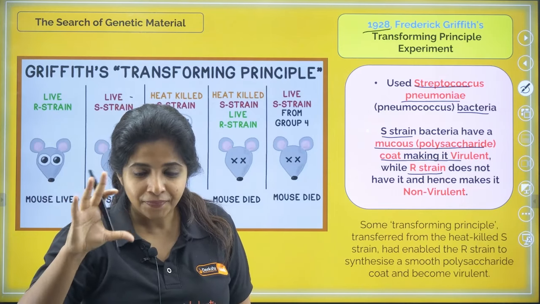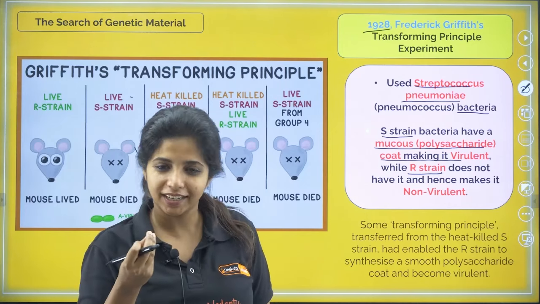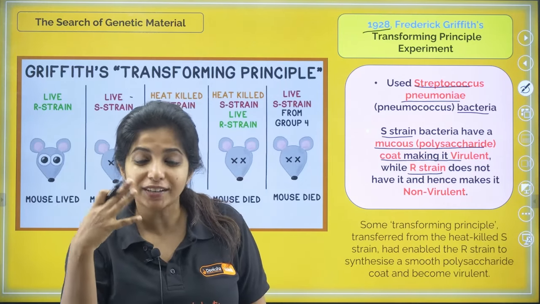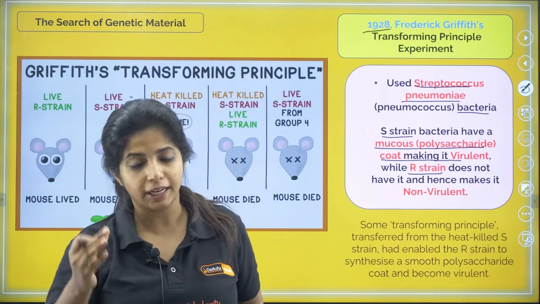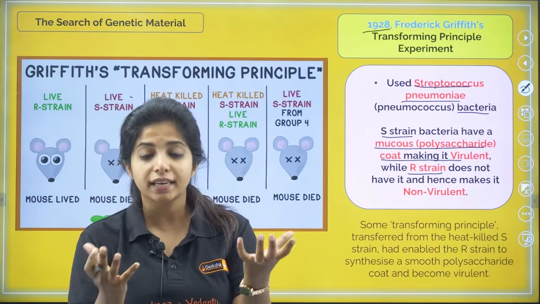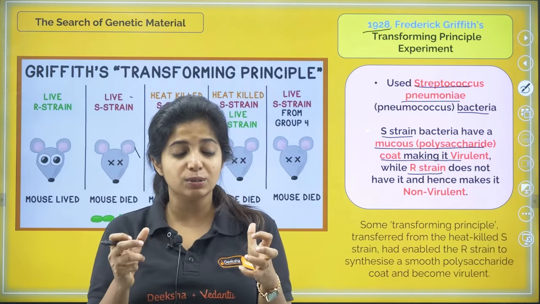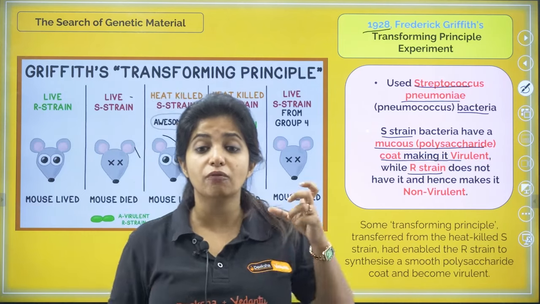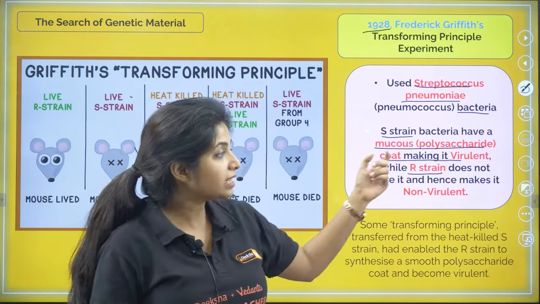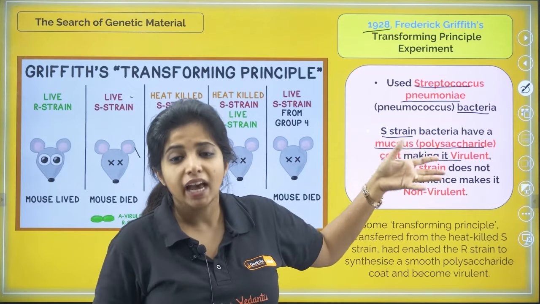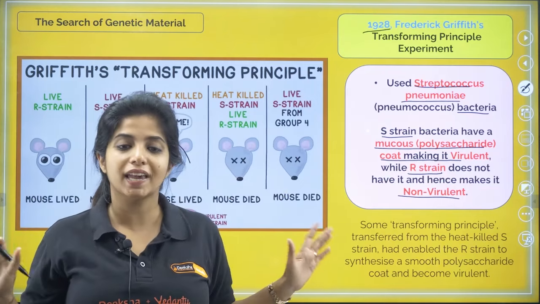So the smooth strain has a mucus coating which is made up of a carbohydrate, or a sugar, not tasty sugar as you feel. It's just carbohydrate. You also call this polysaccharide. But the problem with this coating is that it makes the strain virulent. Virulent means it is toxic. If at all some organism is affected with this strain, they will definitely die. It is virulent in nature. Whereas the R strain, which is rough, does not have this, and which is why it was non-virulent. It was not causing any trouble out there.